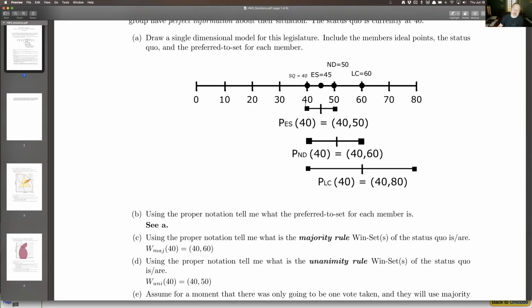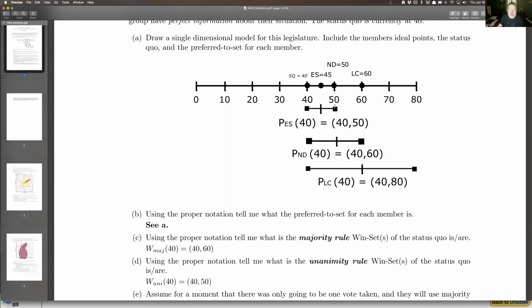So if I start here at 40, this one's a little easier because I don't have to check both sides, right? Everybody is to the right of the status quo here. So I start here, and at 40.000000001, right? We could go out a million zeros and then a 1. That is in the preferred-to set of everybody. So that is in the win set. And as I move across here, all of these points, all the way up to 49.99, are in everyone's preferred-to set. Then when I cross over and hit 50, I'm going to lose Elliott Smith.